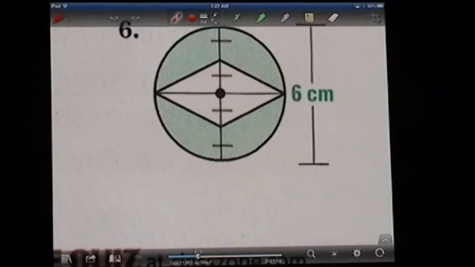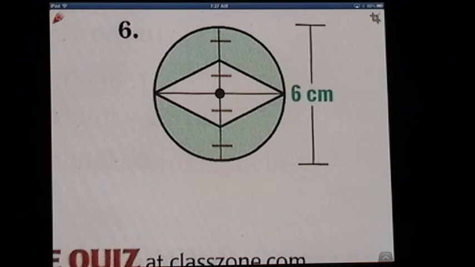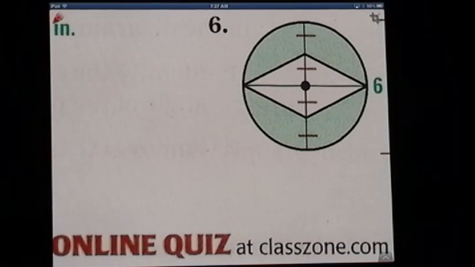Alright, now we're going to look at this. This is going to cause us to have to go back to a previous chapter and remember how to find the area of a rhombus, which is 1/2 diagonal 1 times diagonal 2. Okay, so first let's find the area of the circle. We're going to do this right over here to the side so we can see what we're doing.